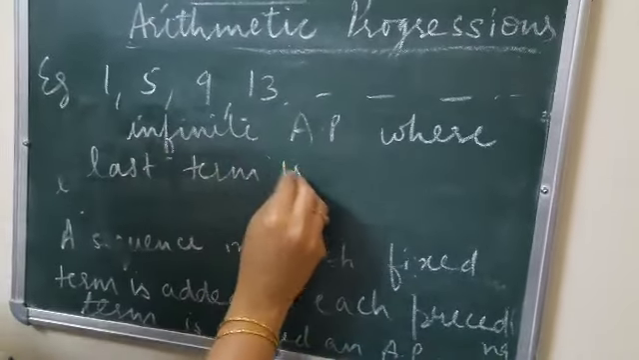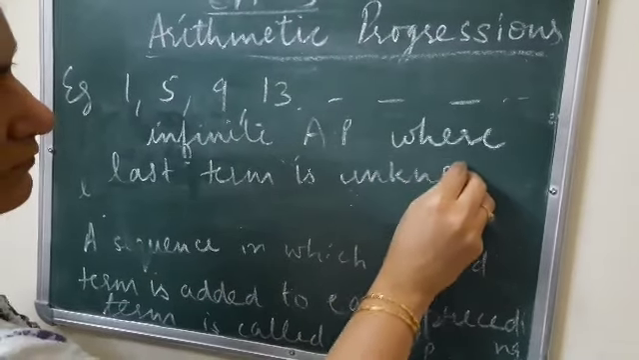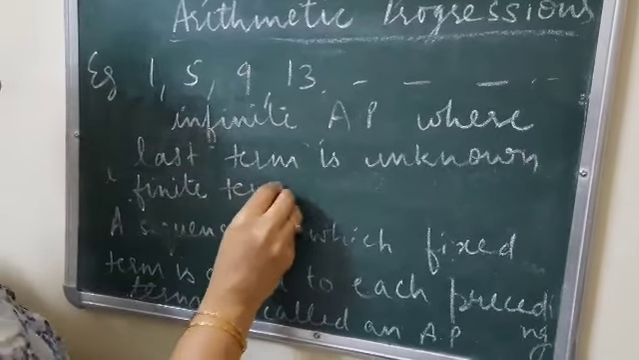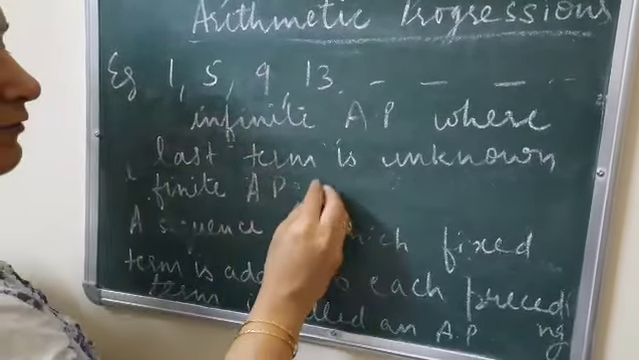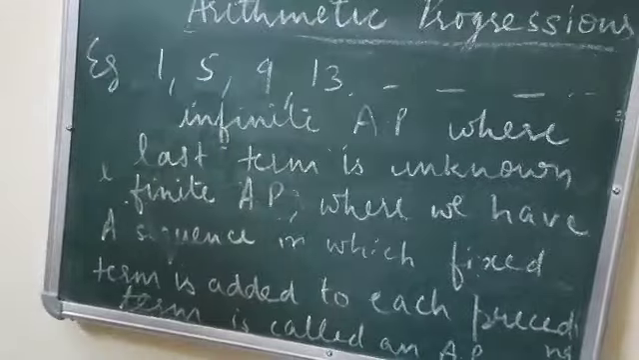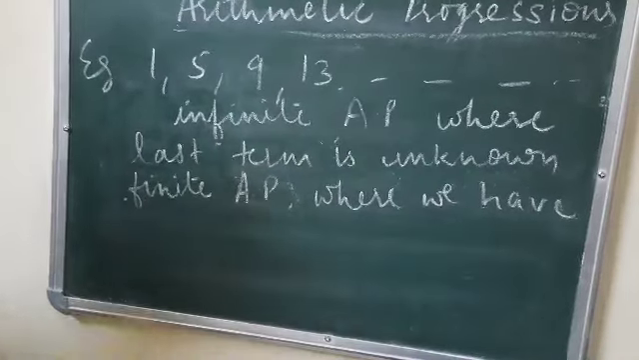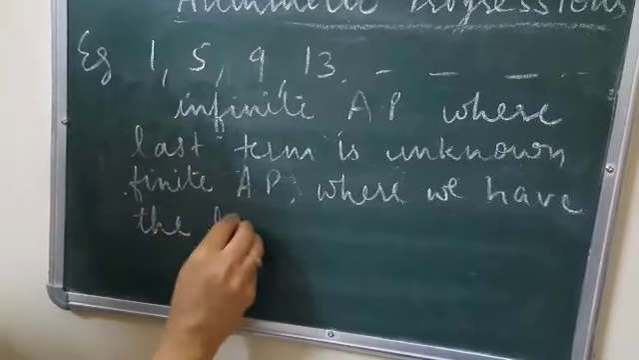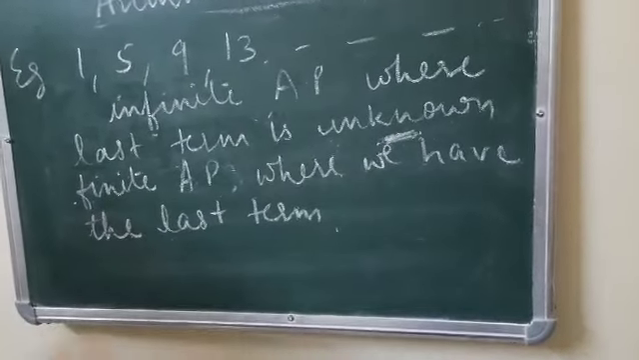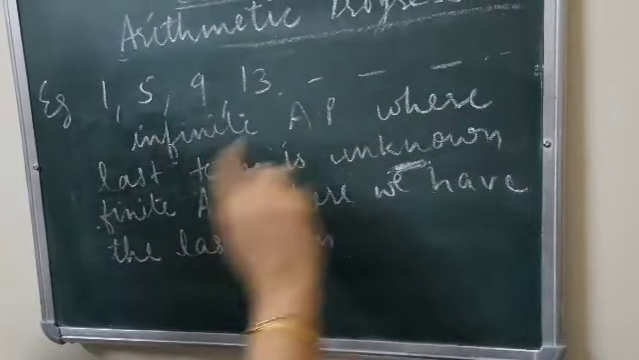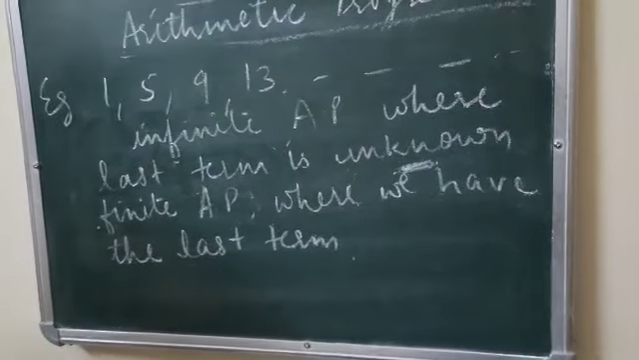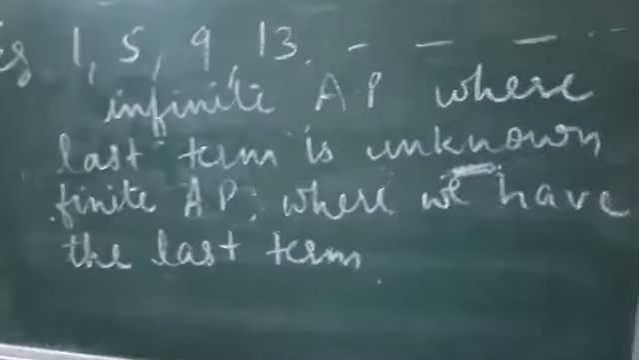You don't know the last term. And in a finite AP, the last term is there. Here unknown means that it never ends. This AP never ends. Here we will be having the last term of the sequence. So such an AP is called finite AP, and we will be dealing with only finite APs in class 10, right?